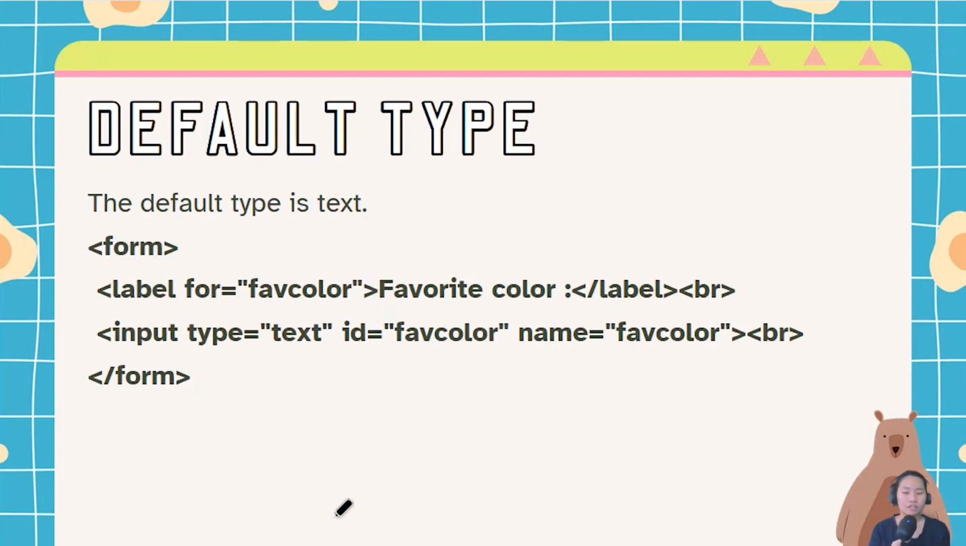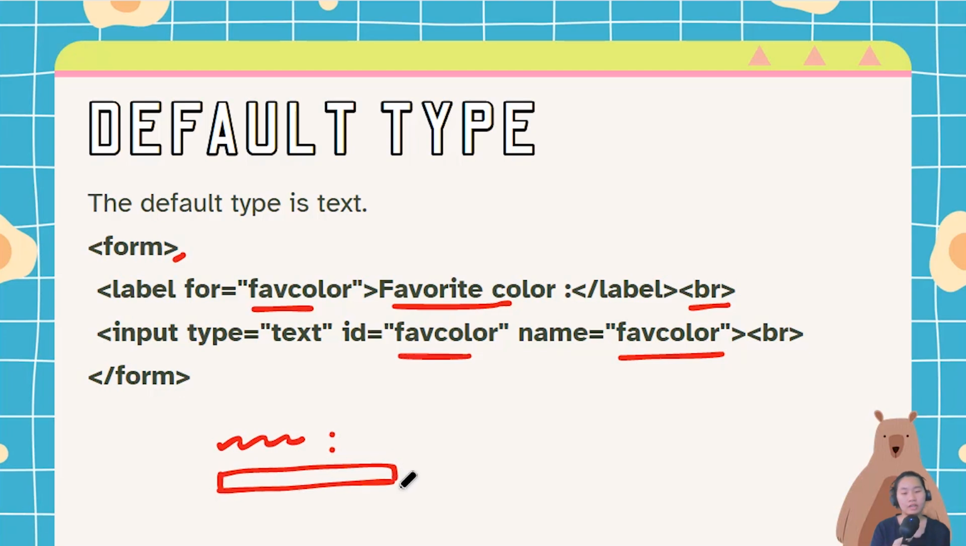Now for HTML, the default type is text. It's a simple text field that you can put into your website simply by using form as a container and then a label for favorite color. Close the label, then a new line, otherwise it's going to print on the same line, unless that's what you want. And then input type text, ID is favorite color, name is favorite color, okay? So it's just going to be favorite color up here, and then a text field down here, all right? Simple enough. Let's move on to the next thing.